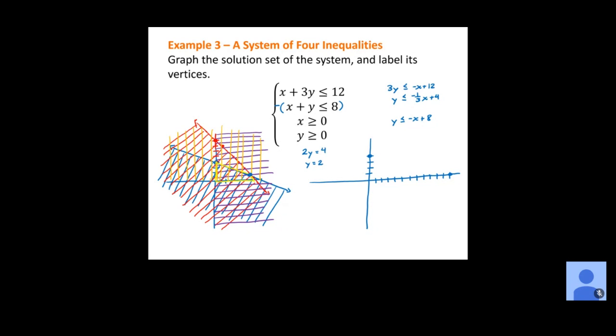Then we can substitute that back into either one of our equations or inequalities. So I'm going to plug that in for y in the second one. That's going to give us x plus y equals 8. So x plus 2 equals 8. Subtract the 2, so x equals 6. So 6, 2 is that point of intersection now. So I'm going to go over 6, up 2. And that's where that region is actually going to change.